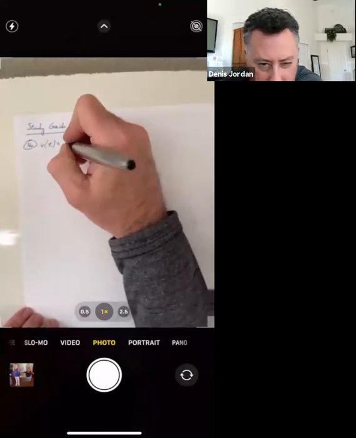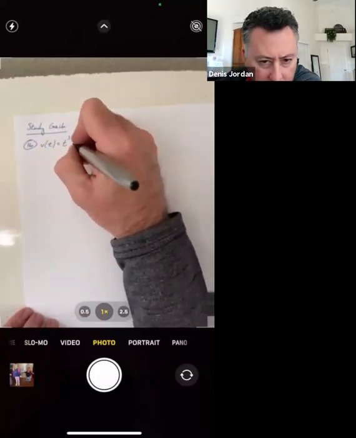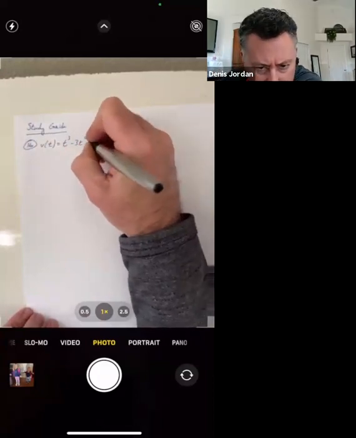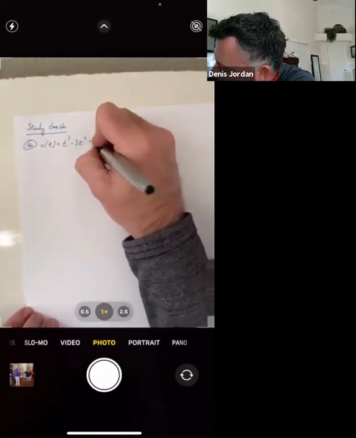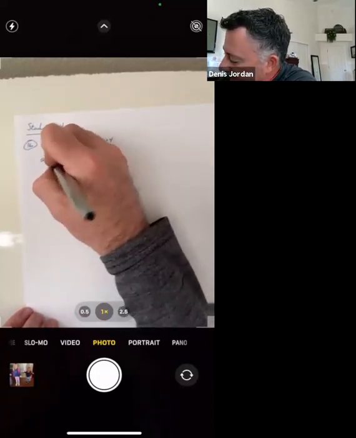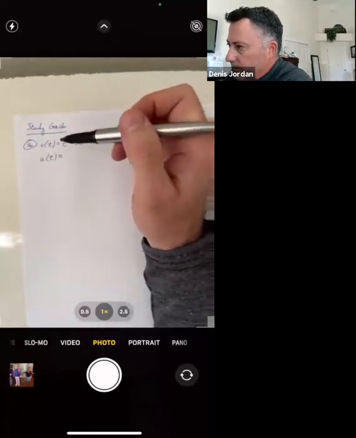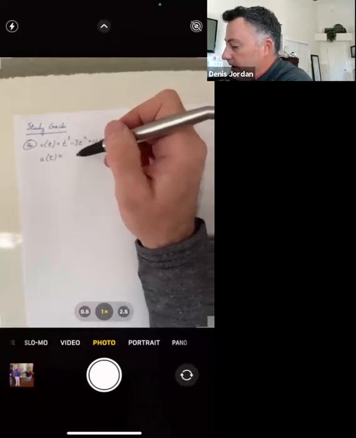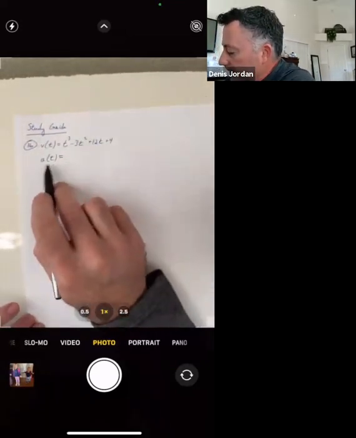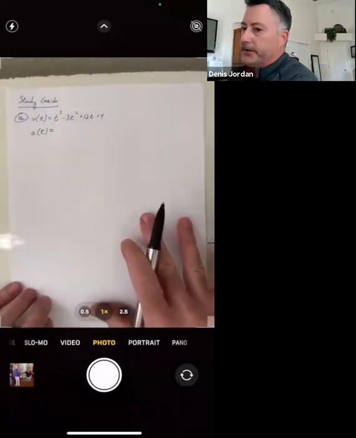Like for that question, they give you velocity, it's t to the third minus 3t squared plus 12t plus 4. So if you don't have the function that they are asking for, then you better get that function before you start solving things for zero. Okay, so get your acceleration.